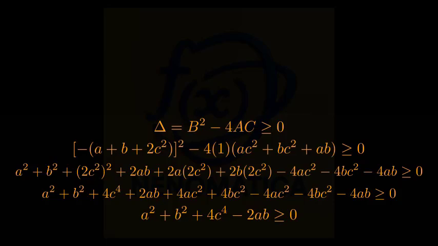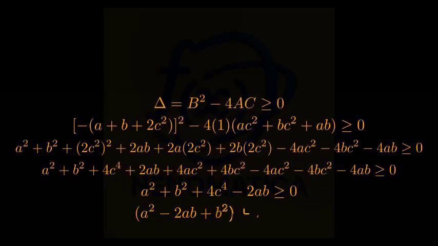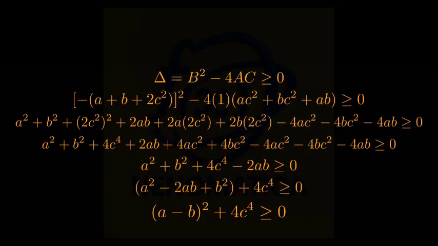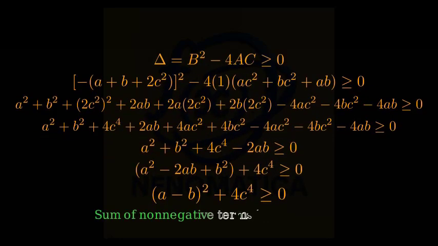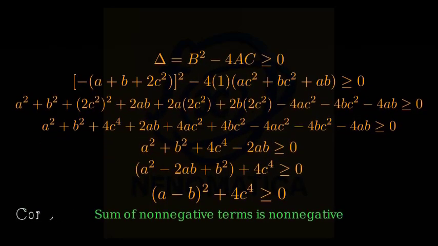Therefore, the discriminant simplifies to the quantity a minus b squared plus 4c to the 4th, which is always at least 0. That means the equation always has real roots.